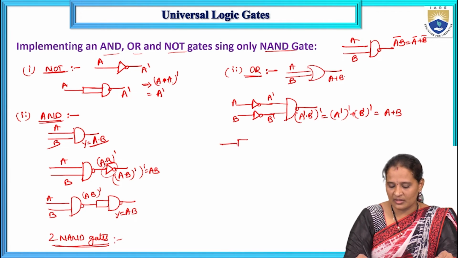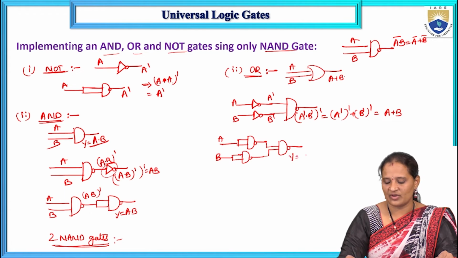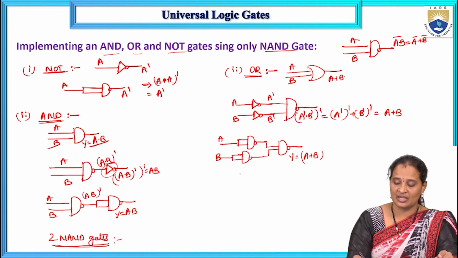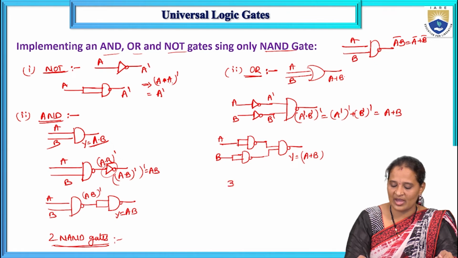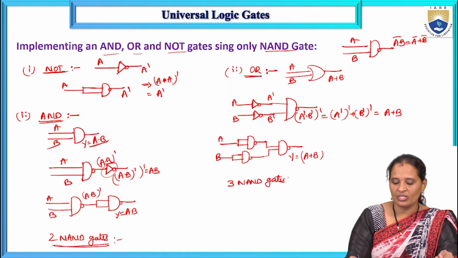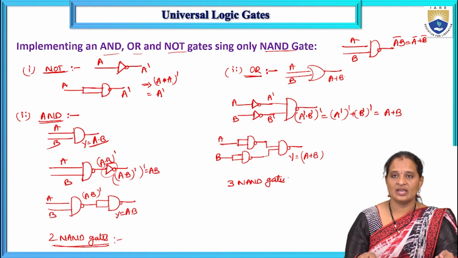So here, this is the implementation of OR gate using NAND gates, where y is equal to A plus B. That means for implementing an OR gate using NAND gates, I require three NAND gates. Okay, so this is the implementation of OR using NAND gate.